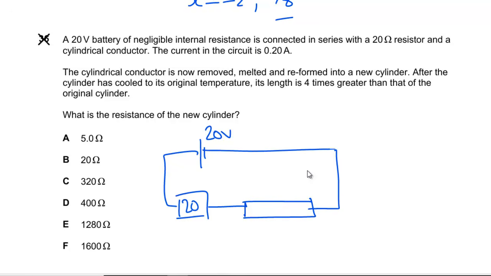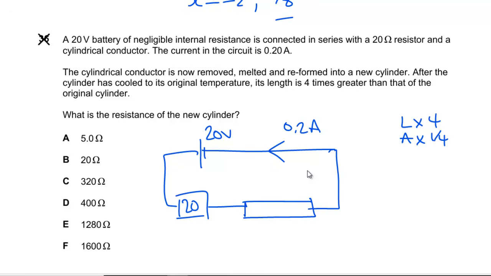Whatever that is. The current in the circuit is 0.2 amps. The cylindrical conductor is now removed, melted and reformed into a new cylinder. After the cylinder is cooled to its original temperature, its length is 4 times greater, so L times 4. Okay, so that means that our cross-sectional area will be times 1/4 because we've got the same volume. What is the resistance of the new cylinder?